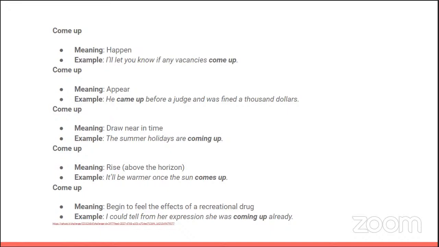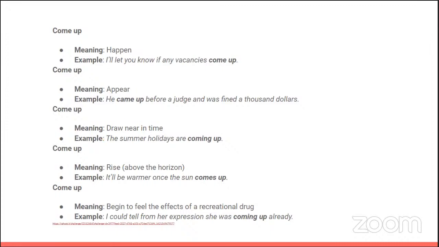Sure. I'll let you know if any vacancies come up. Yes. Come up. The other meaning is to appear. And well, please. He came up before a judge and was fined $1,000. And the other meaning, draw near in time. Please. The summer holidays are coming up.